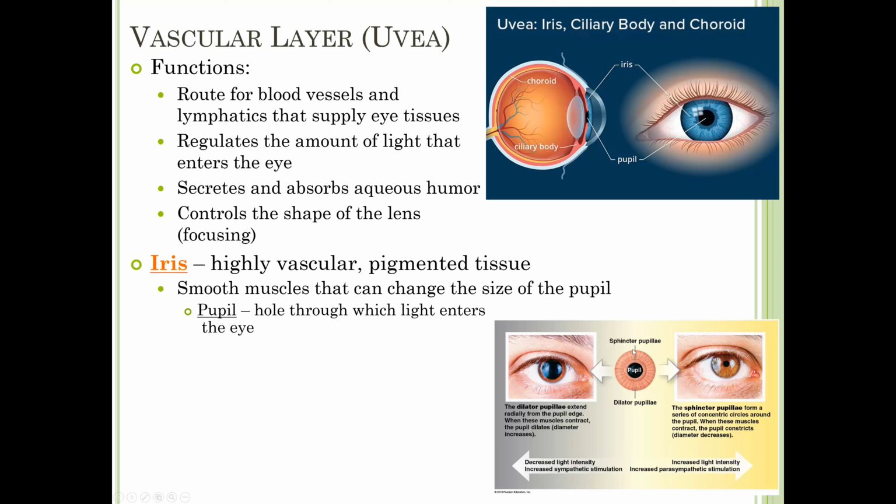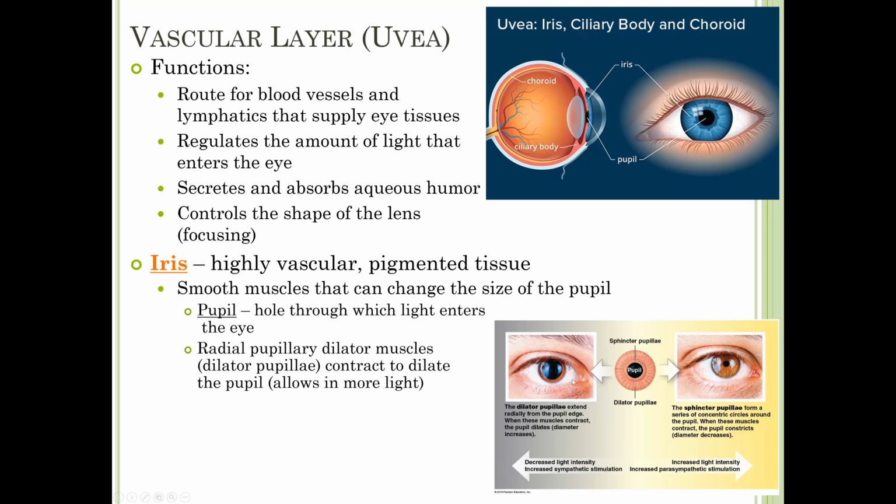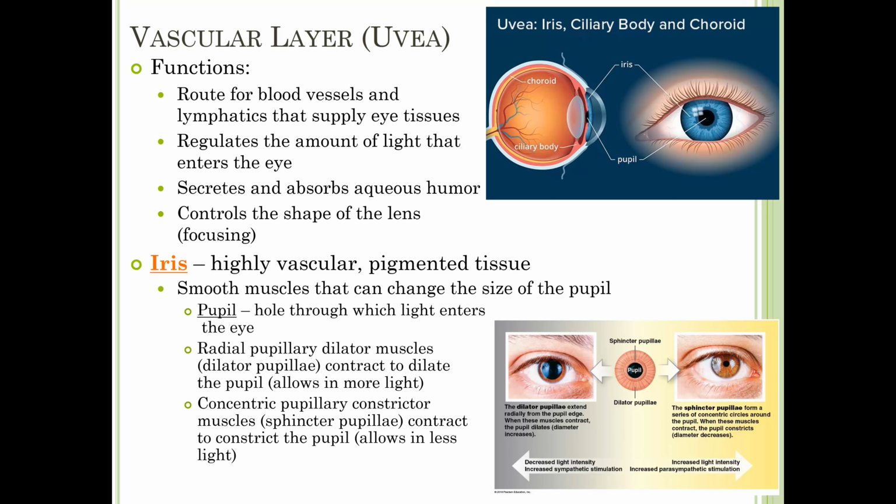So again, if we take away all the pretty colors of the iris and just looked underneath the colors, we would see that there are 2 sets of muscles. There are radial pupillary dilator muscles called the dilator pupillae, and when they contract, this is going to dilate the pupil or make it larger to allow in more light. And then we also have concentric pupillary constrictor muscles that are right around the pupil in a circle there. Those are called sphincter pupillae, and when they contract, it makes the size of the pupil smaller, which allows less light to pass through.